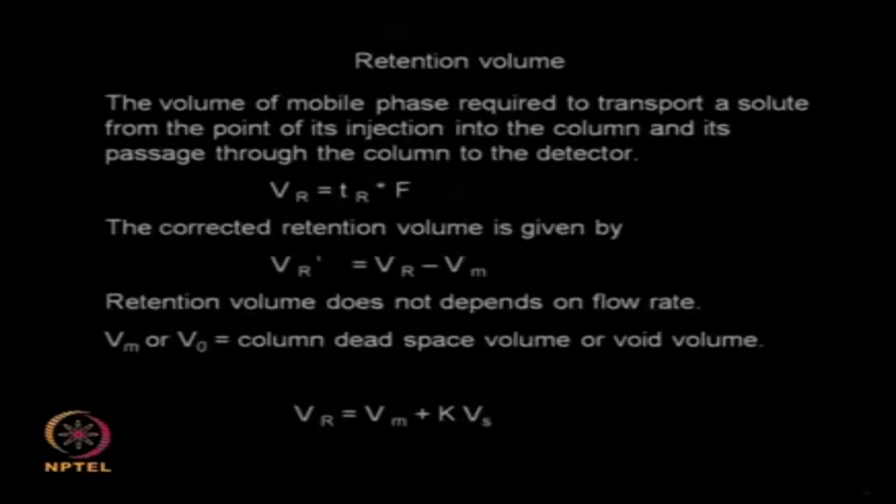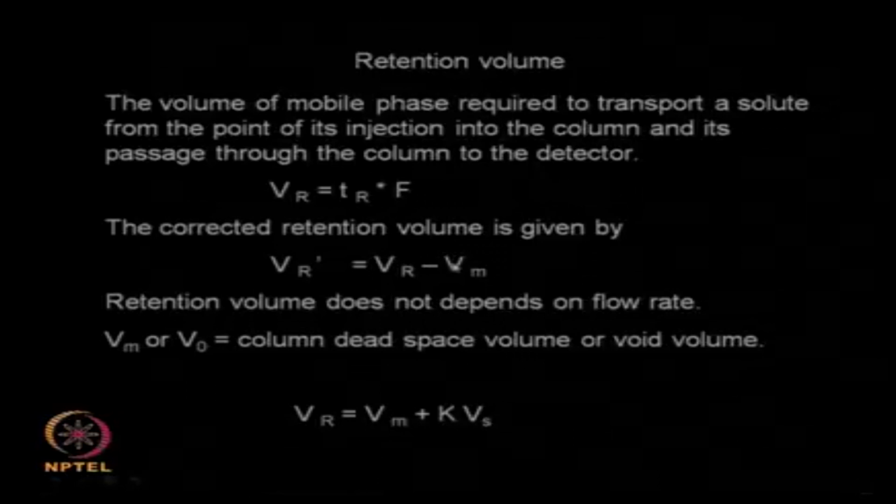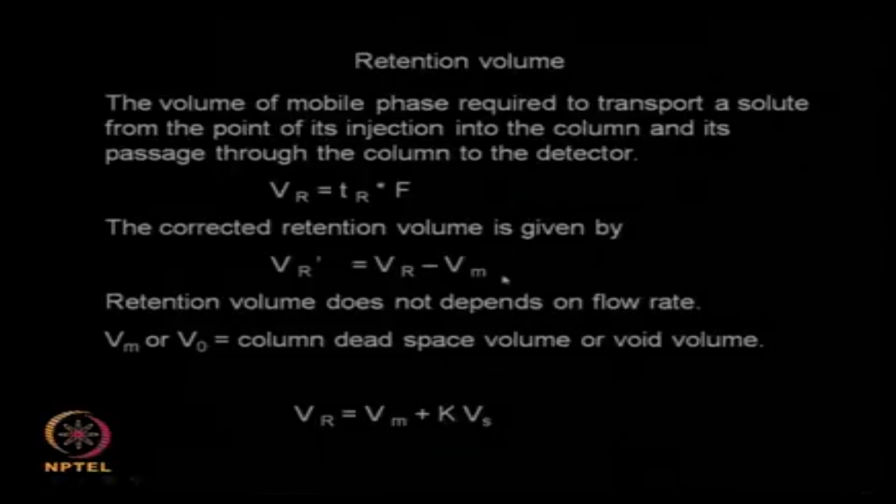Now again let us go back to the retention volume, which is also the same as retention time. Retention volume is the volume of mobile phase required to transport the solute from the point of its injection into the column and its passage through the column to the detector. So Vr is equal to Tr into F, F is your flow rate, T is your time. Now the corrected retention volume, just like we did corrected retention time, we need to also subtract Vm. This Vm relates to the dead space volume, or the void volume. So Vr is equal to Vm plus K into Vs.